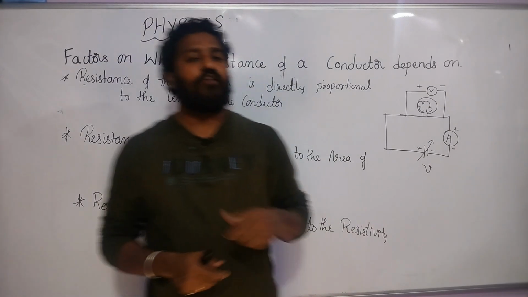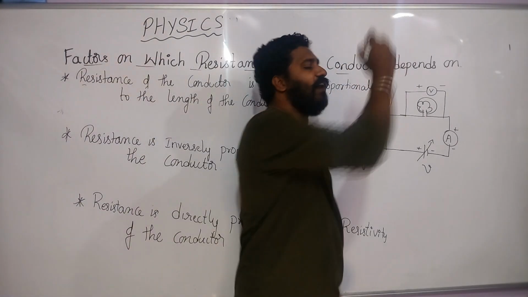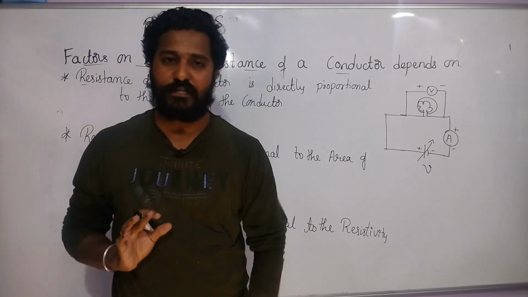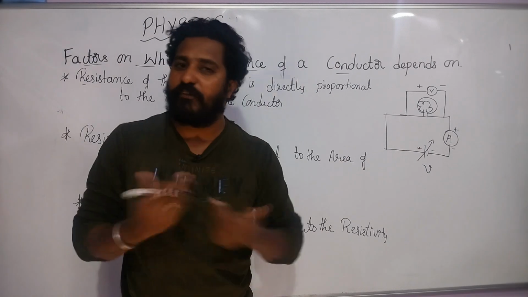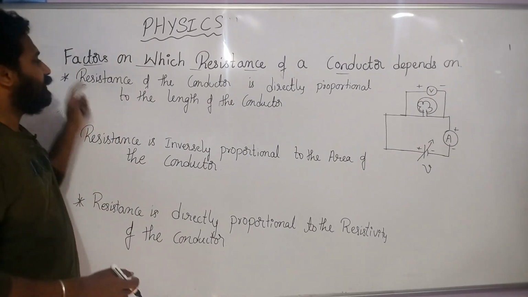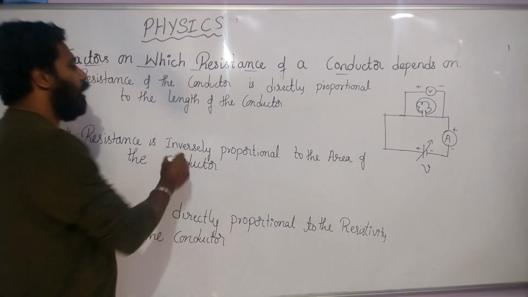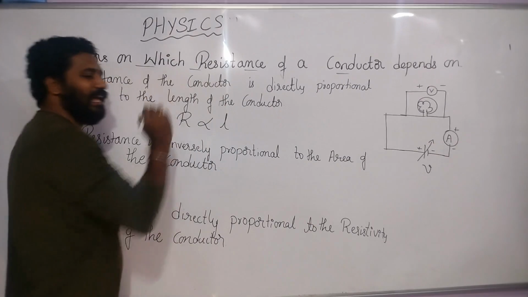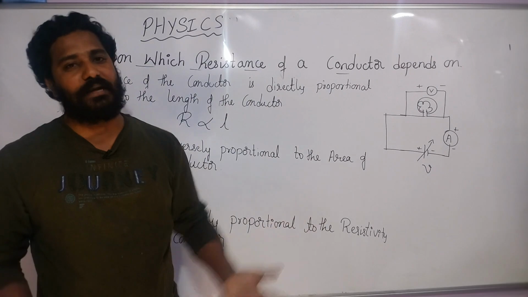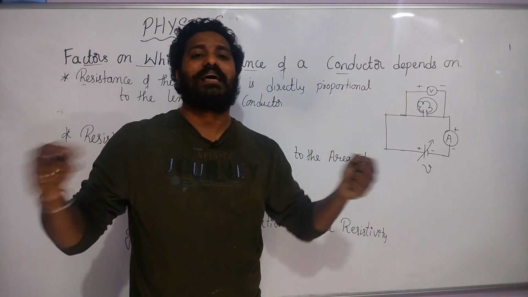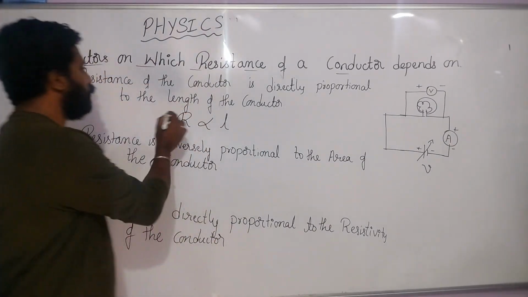First of all, on what factors does the resistance of a conductor depend? Very important, children: the factors on which the resistance of a conductor depends. First, the resistance of the conductor is directly proportional to the length of the conductor. R is directly proportional to L. So if the length is more, resistance will be more. If length is less, resistance will be less. That is what directly proportional means.